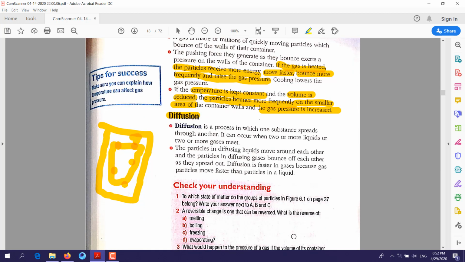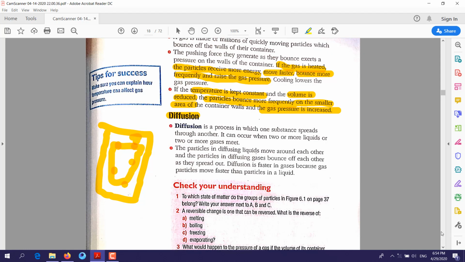Diffusion. What do you mean by diffusion? Diffusion is a process in which the particles spread from an area of high concentration to an area of low concentration. For example, if you have a perfume, as you know, inside the can of perfume there is a high concentration of perfume, and outside the can there is no perfume, so the concentration is low.